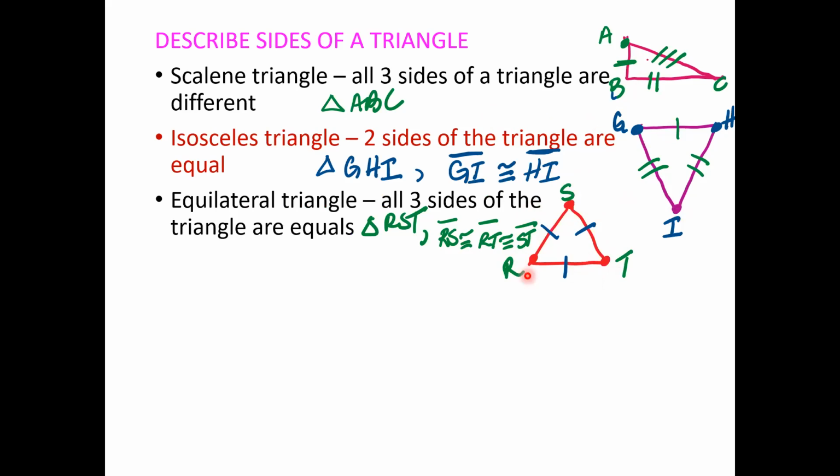So once again, what are the three different ways of describing the side? Tell me right now. Scalene. Scalene. What else? Isosceles and? Good. When all three sides are different, what is that called?